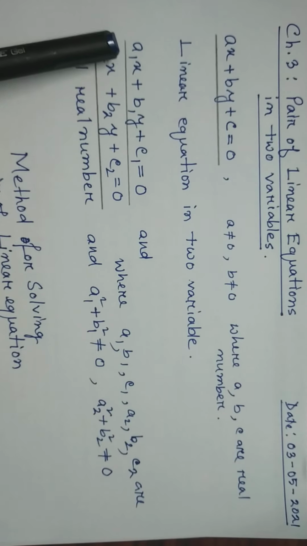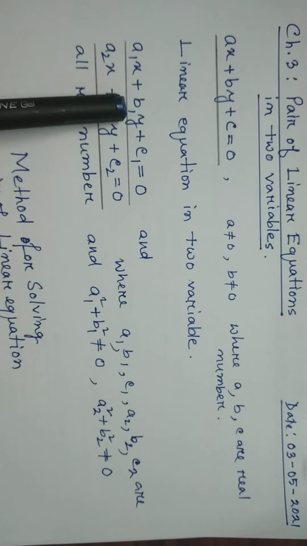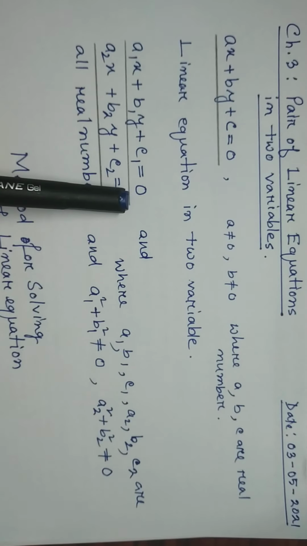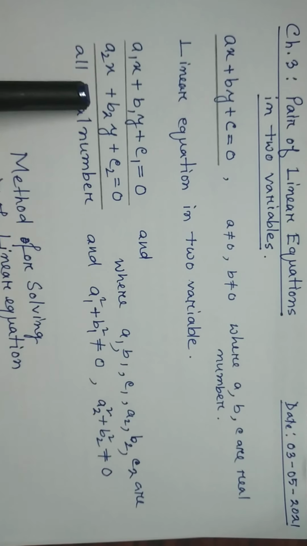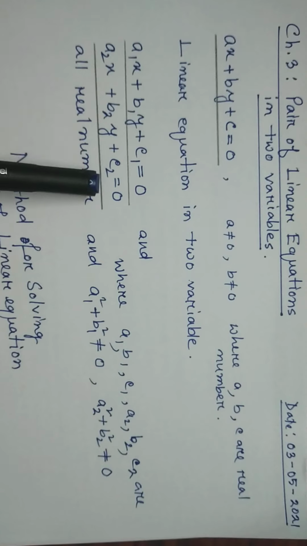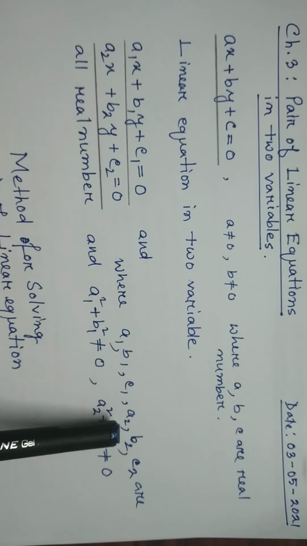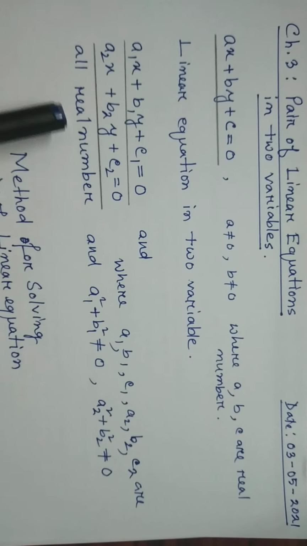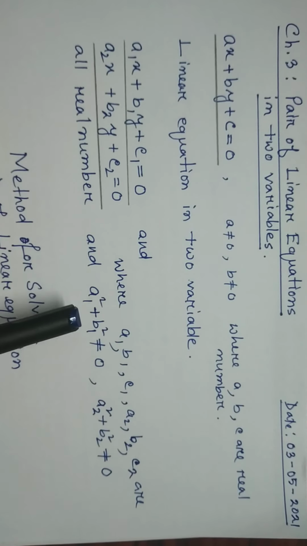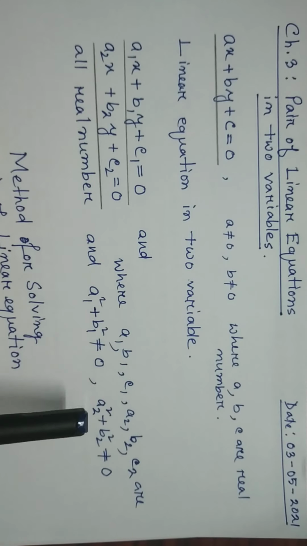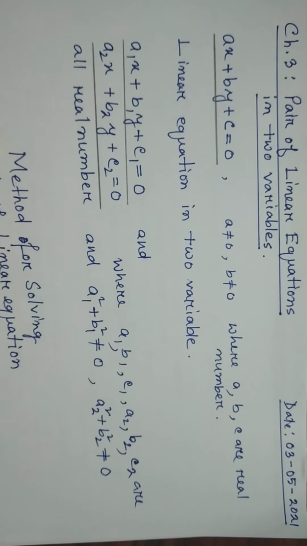We have to take it this way: a1x plus b1y plus c1 equal to 0 and a2x plus b2y plus c2 equal to 0, where a1, b1, c1, a2, b2, c2 are real numbers and a1 square plus b1 square not equal to 0 and a2 square plus b2 square not equal to 0. This is the standard format of a pair of linear equations in two variables.